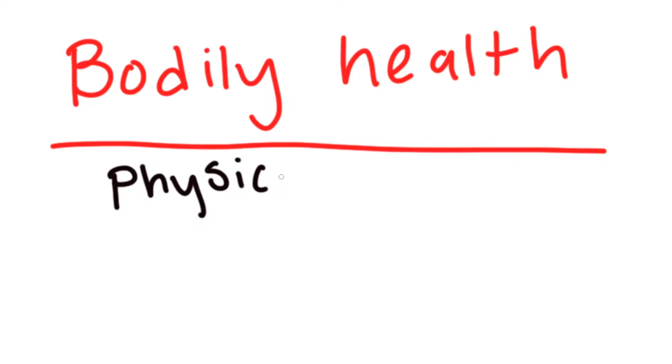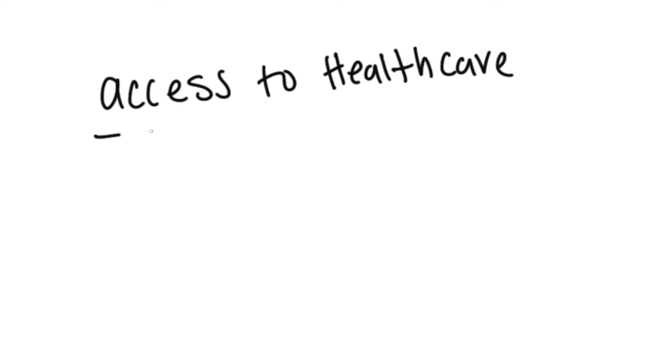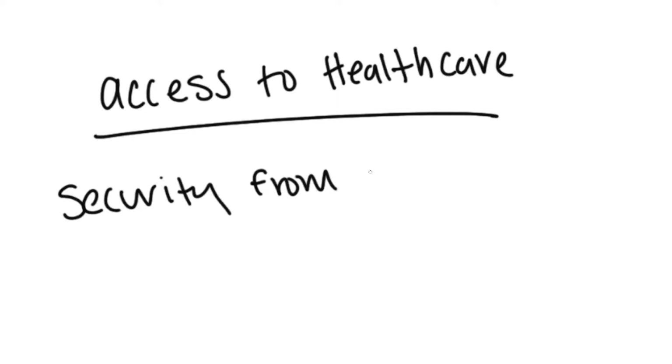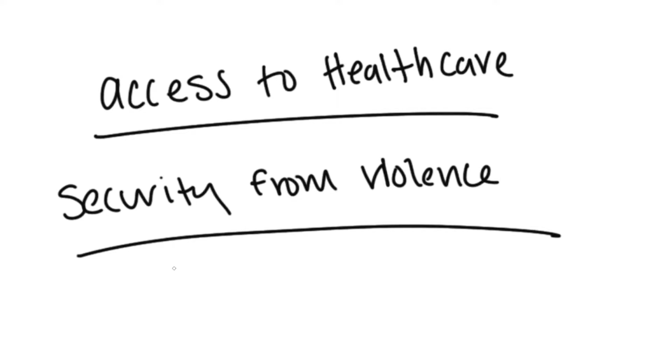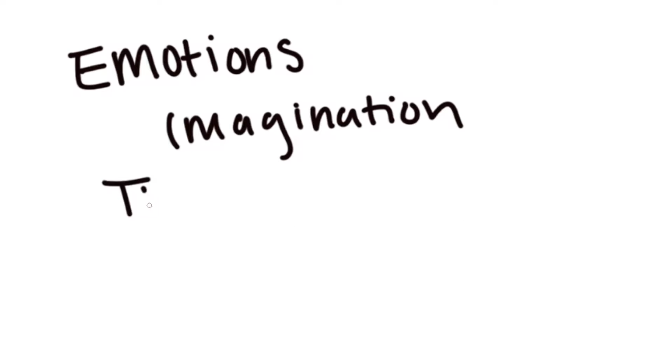Life and longevity. Bodily health and physical integrity includes general good health. This is reproductive health, relaxation and leisure, as well as security against violent assault or sexual assault. Emotions, imagination, thought, reason. Being able to use the senses. Engage in critical reflection about the planning of one's own life.